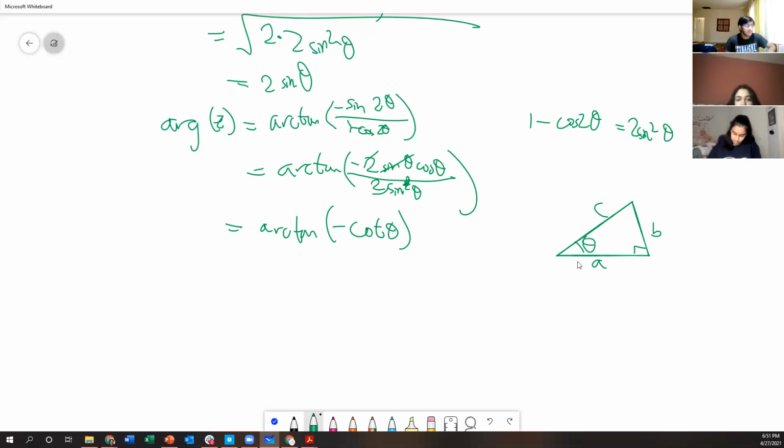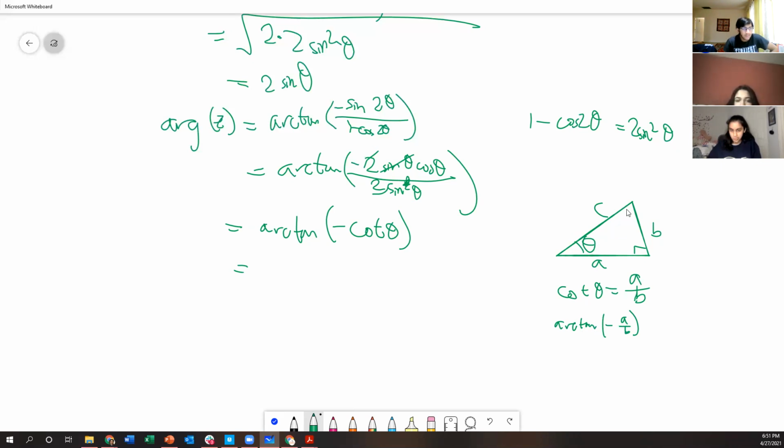If I call that angle theta, cot theta is what? What would cot theta be? TOA, right? Tangent of theta is opposite over adjacent, TOA. So cot theta would be adjacent over opposite. It would be A over B. So now it's asking, what is the arctan of negative A over B, right? Because it's a negative cot theta.